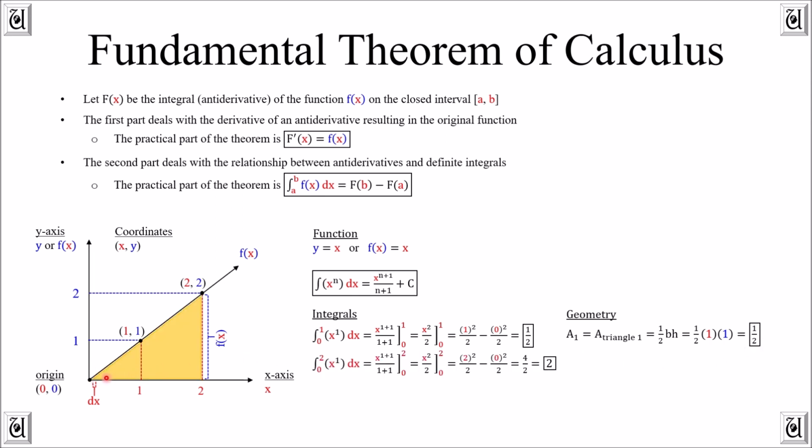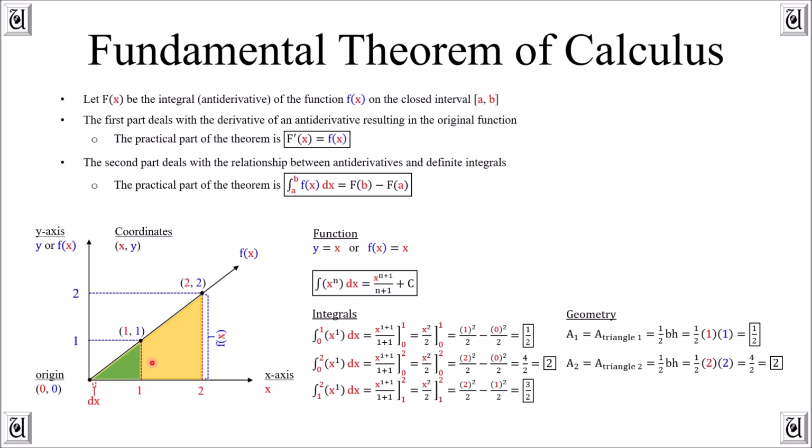So the next thing we could do is look at the integral from 0 to 2, and we do the same exact thing, but this time we're plugging in 2 and 0, and we get 2 squared, which is 4, and then we get 4 over 2, which is 2. We look at the geometry, we've got a 2 for the base, a 2 for the height, and so we end up with the same with our geometry formula.